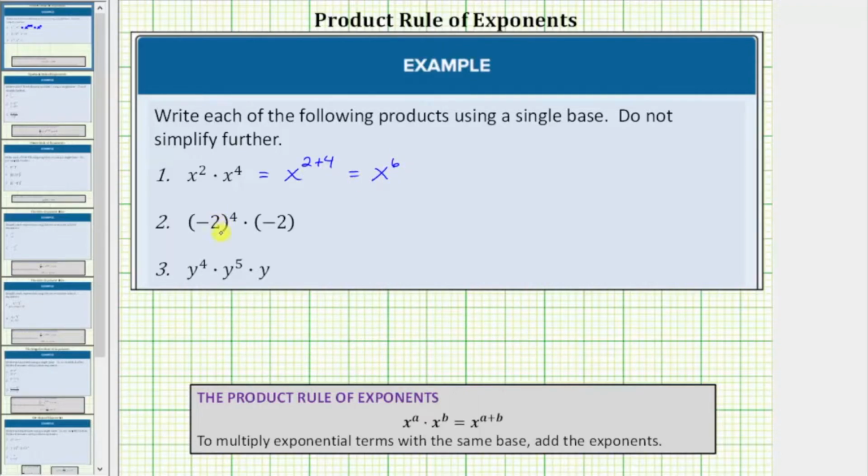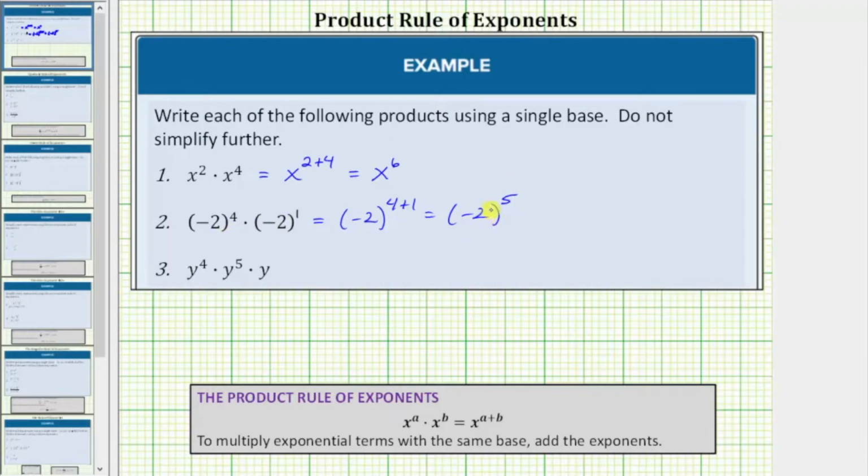Next, we have the base of negative 2 raised to the fourth power times negative 2. Because we have one factor of negative 2 here, this means the exponent on the base of negative 2 would be 1. And now to multiply, because the bases are the same, we add the exponents. This is equal to the base of negative 2 raised to the power of 4 plus 1, which equals the base of negative 2 raised to the fifth power.